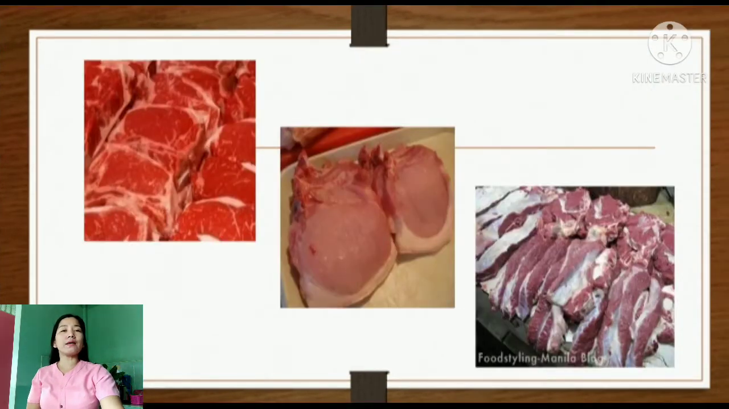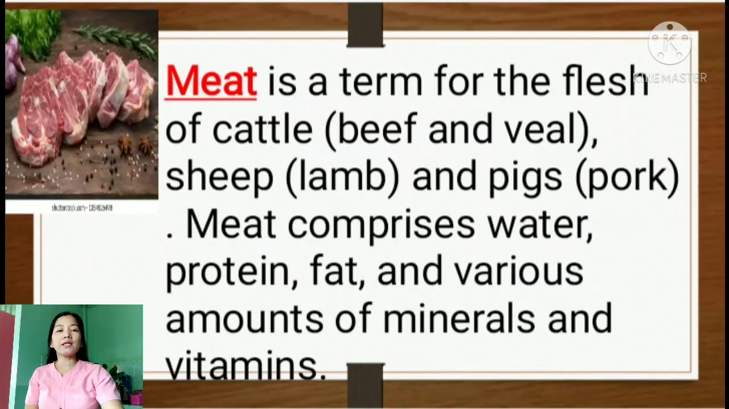So, before we begin our discussion, will you please take a look at the following pictures? So, what did you notice? Correct, there are samples of meat. Which one are you familiar with? Yes, the picture at the center or the second picture, which is? Yes, it is pork. Okay, when we say meat, it is a term for the flesh of cattle, sheep, and pigs, and meat comprises of water, protein, fat, and various amounts of minerals and vitamins.